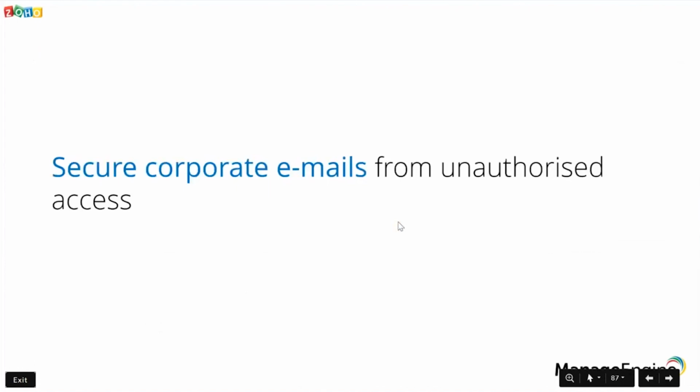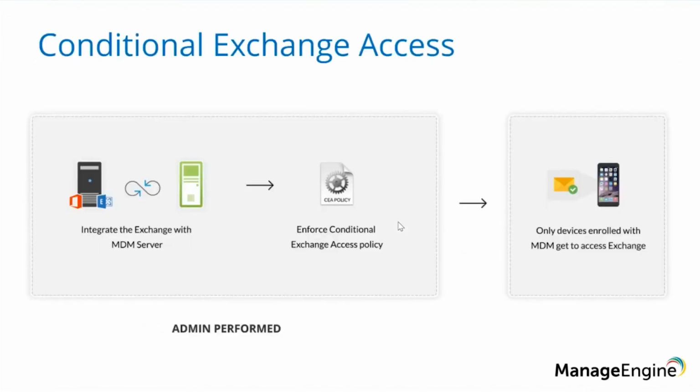So now let's move on to seeing how you can secure corporate emails from unauthorized access. As you all know, email always remains the preferred mode of communications for many organizations. So if you're using Exchange, you would not want unauthorized users to access this mail server of yours. So let's take a look at how to configure conditional Exchange access.